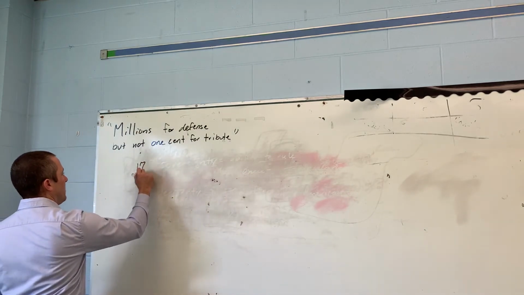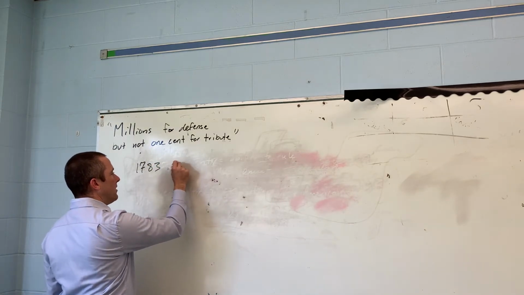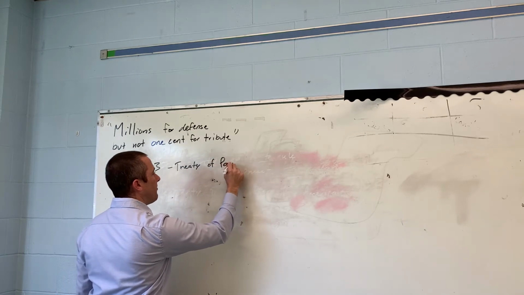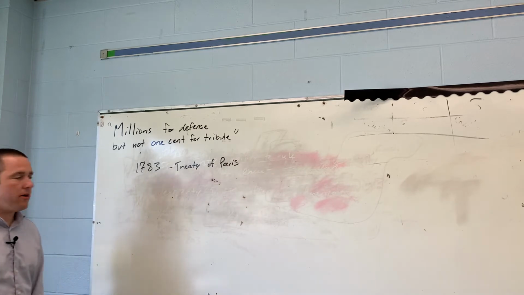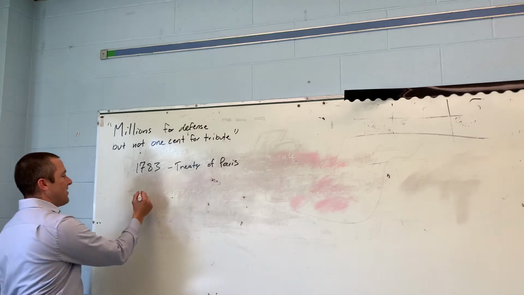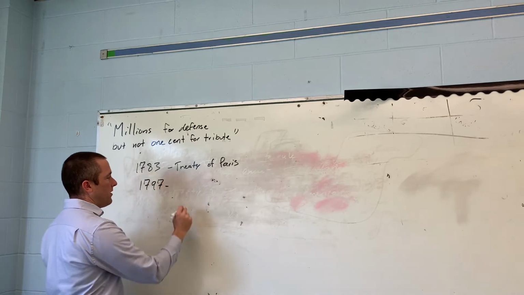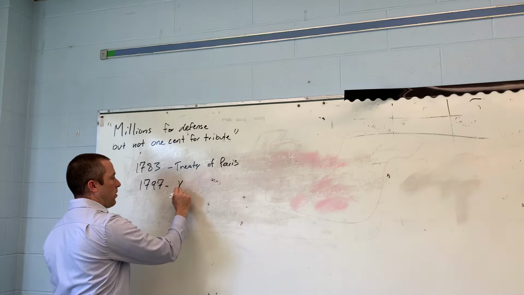Now, the American Revolution ends 1783. This is the Treaty of Paris. There's an S there. Treaty of Paris. Okay, 1783. 1797 is when this sovereignty is going to be given a dollar value. And that's why we're asking this question today.